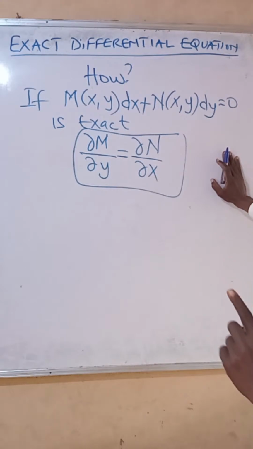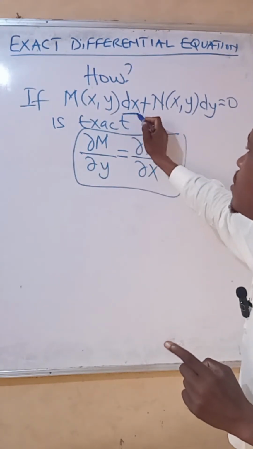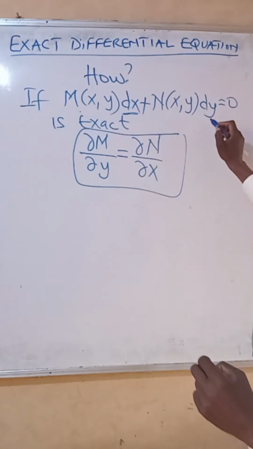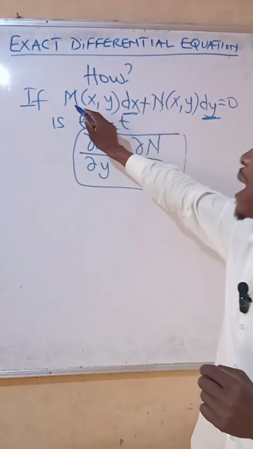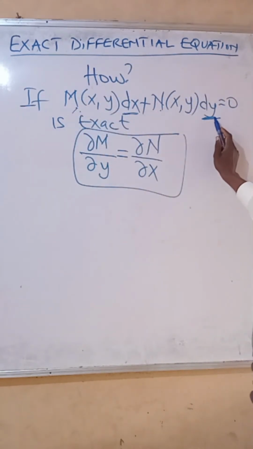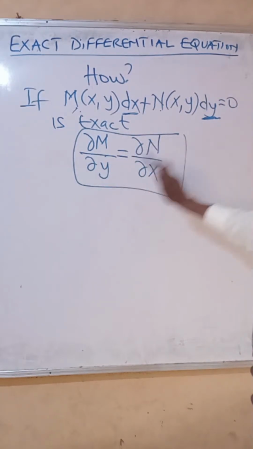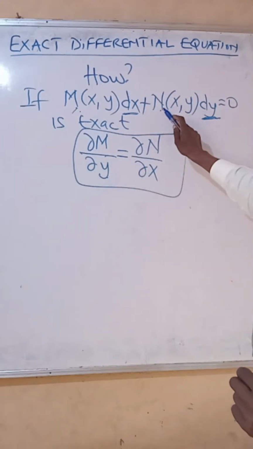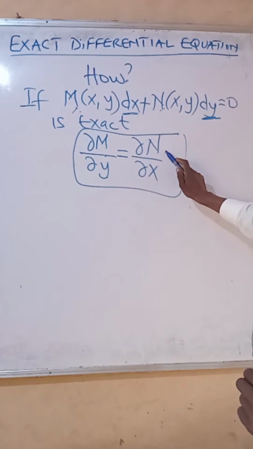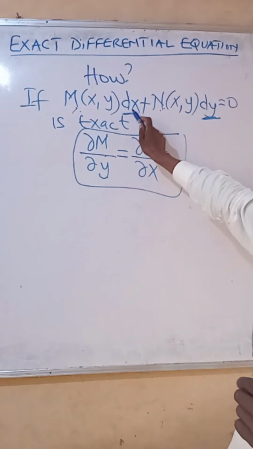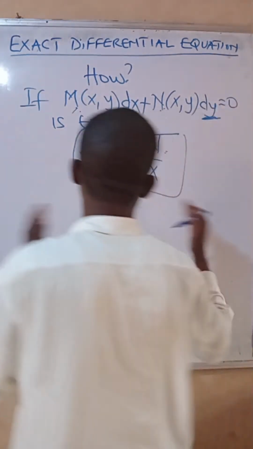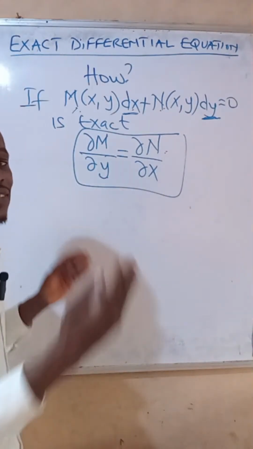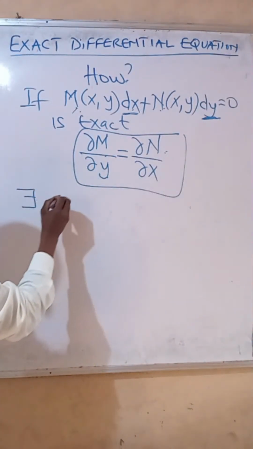I want to note that the attachment to the dx is your M, and the attachment to the dy is your N. So you differentiate your M partially with respect to the other variable, y, and you also differentiate your N partially with respect to the other variable, x. So that's that. If the equation is exact, then there is a function f.